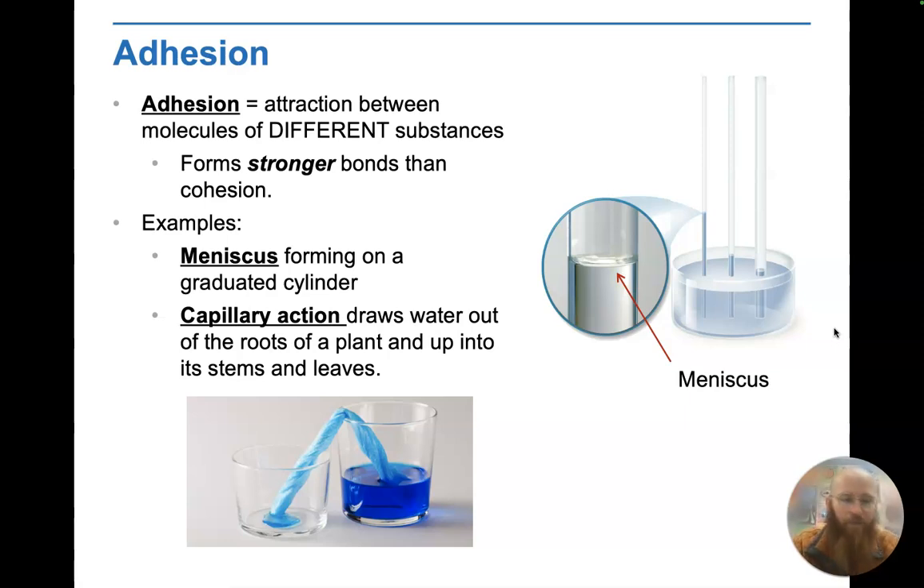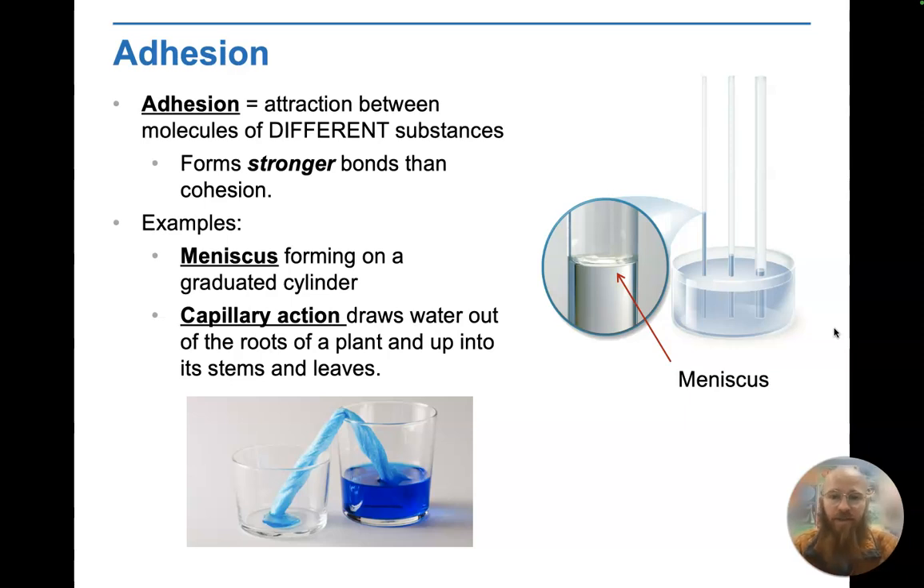The next property that we could look at has a very similar name, but it is different. We have adhesion, so not cohesion, but adhesion. Adhesion is whenever we're going to basically add a different substance in. This is the attraction between molecules of different substances, which actually will form stronger bonds than cohesion.